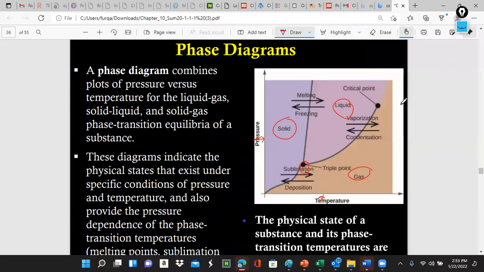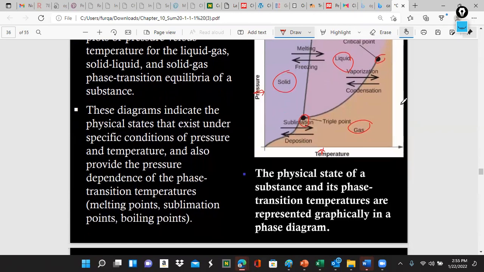We'll see what a triple point is, or it's going to be the liquid at the critical point. Okay, so it combines the plots of pressure versus temperature for the liquid-gas, solid-liquid, and solid-gas phase transition equilibria of a substance. This is used to predict what is going to happen. Okay, it indicates the physical state that exists under specific conditions of pressure and temperature, and it also details the pressure dependence of the phase transition temperatures.